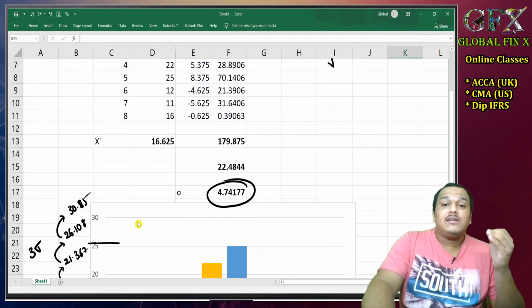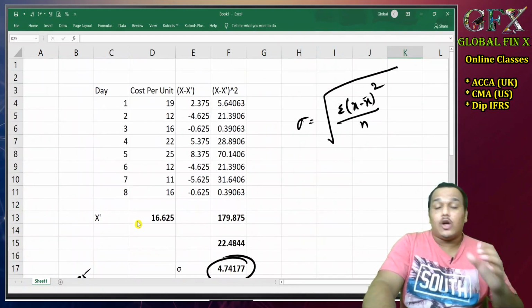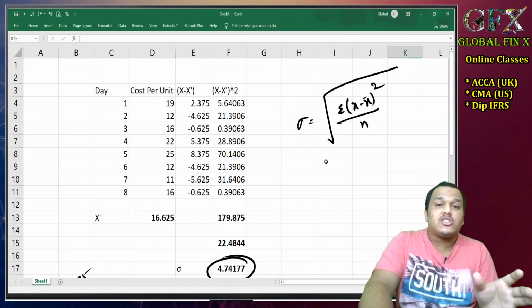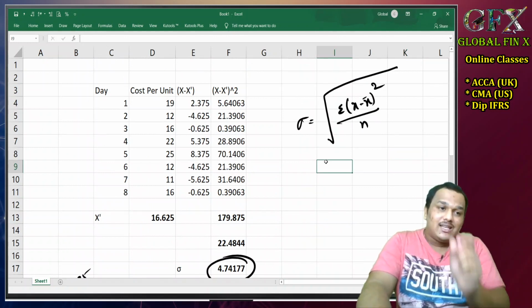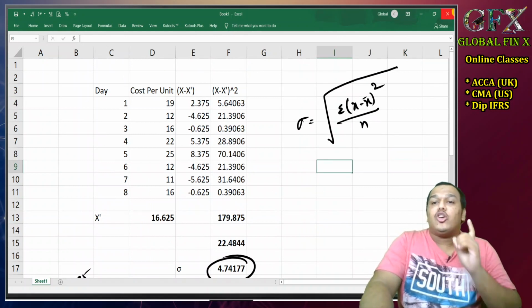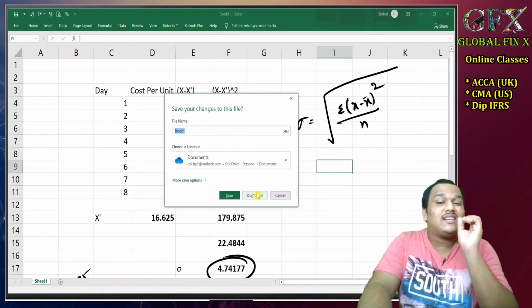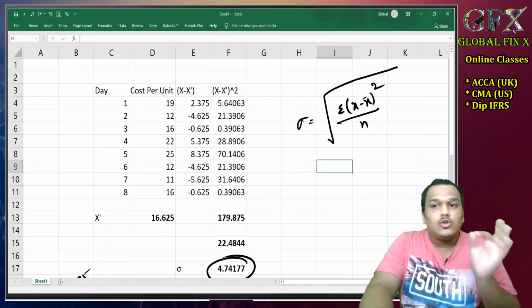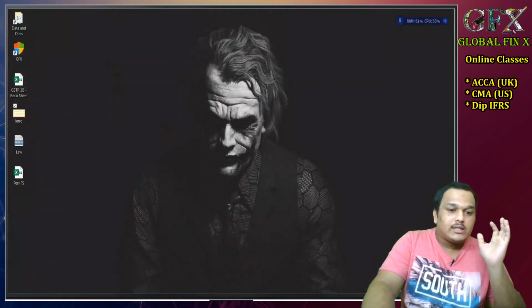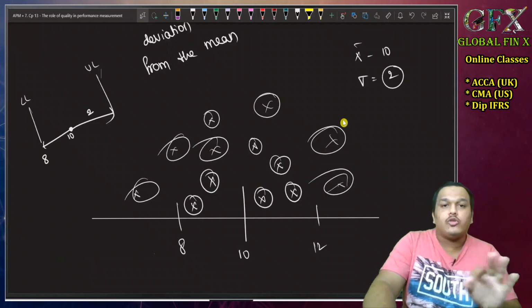So the maximum allowed deviations from the standard are 6 sigmas from the mean. Your textbook says 3 sigmas on the lower side and 3 sigmas on the upper side. That's absolutely wrong, so don't follow that. Unfortunately, that is what is given in your textbook. I would suggest you not to follow that.